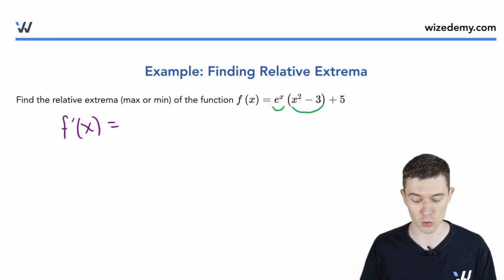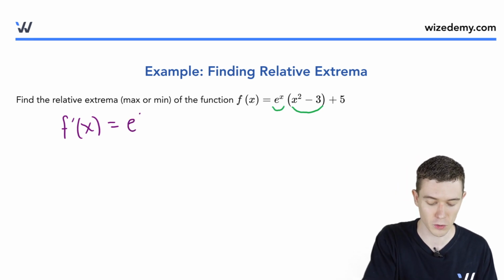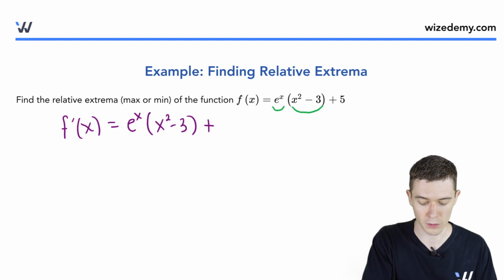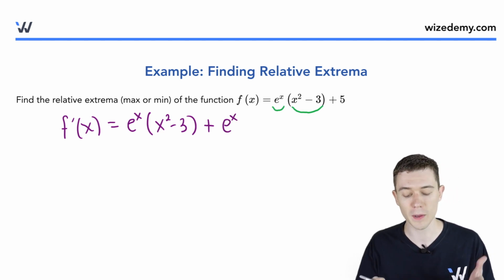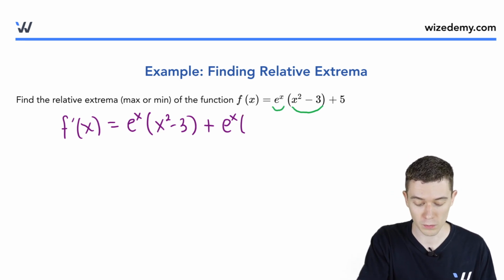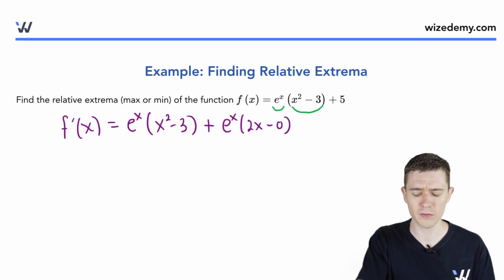Product rule says we take the derivative of the first. The derivative of e to the x is e to the x. It's its own derivative. We multiply it by the second function. Just copy it. Product rule says plus in the middle. This time we copy the first function, copy e to the x, and multiply it by the derivative of the second function. X squared, using the power rule, its derivative would be 2x. The derivative of minus 3 is 0. That's the derivative of that first part. Again, plus 5, the derivative of a constant, is 0.